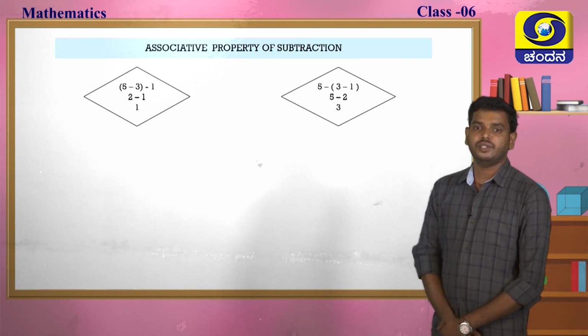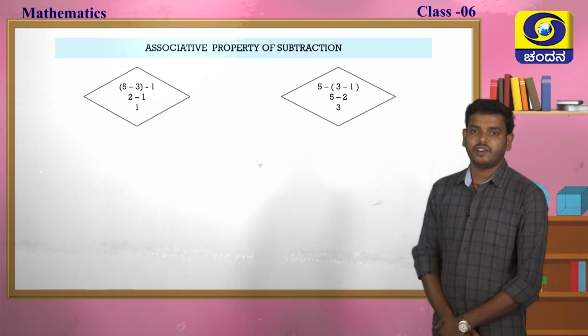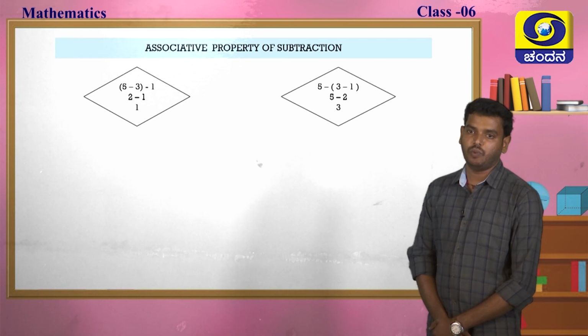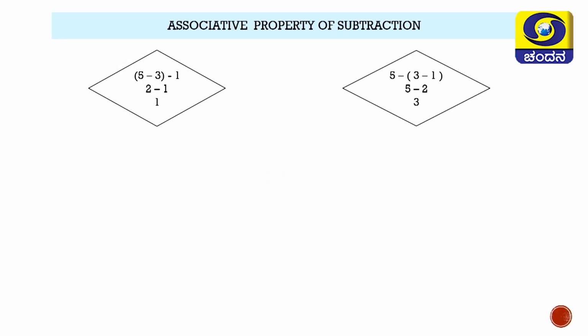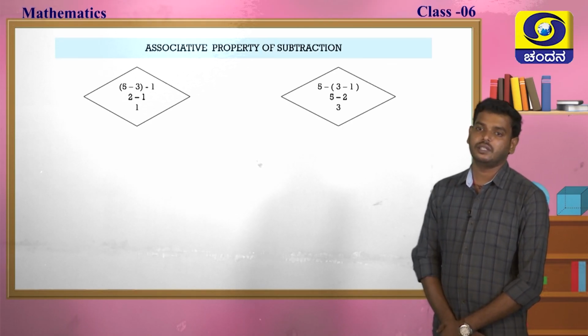Here we have the numbers 5 minus 3 and minus 1, and the first two numbers will be grouped, that is 5 minus 3, the answer is 2, and minus 1, the final answer will be 1. In another side, 5 minus 3 minus 1, we will group the last two numbers, 5 minus 2, and the final answer will be 3. See children, you can notice that from one block we have got the answer as 1 and from the other block we have got the answer as 3. By this, I can conclude that the associative property is not closed under subtraction.